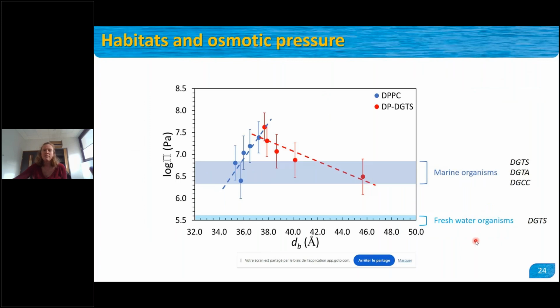So why can it cope for marine organisms or freshwater organisms? In marine organisms, the difference of bilayer thickness between PC and DGTS is smaller than for freshwater organisms. And what we can see in freshwater organisms, you have usually just PC or just DGTS. You quite often don't have both in a membrane, so you don't have coexistence because the distance is much longer.